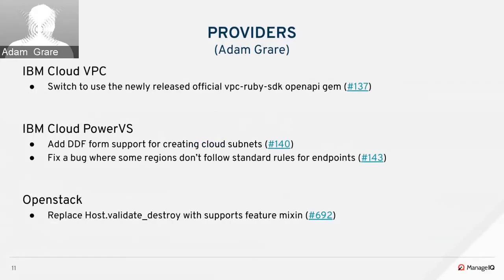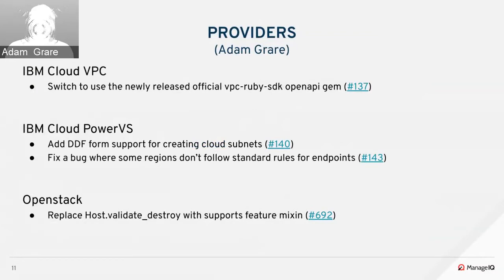There we go, cool. Okay, so for IBM Cloud VPC, we switched to using a new VPC Ruby SDK, which is an Open API gem. So this is automatically built based on the VPC Open API specification.